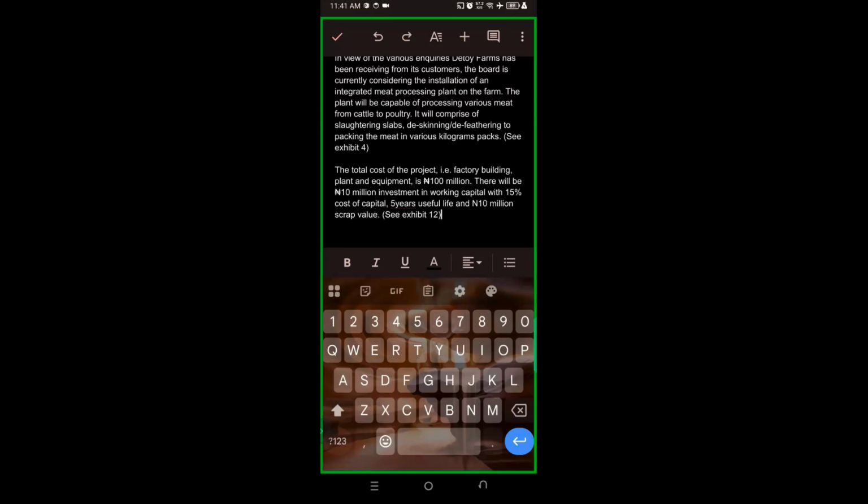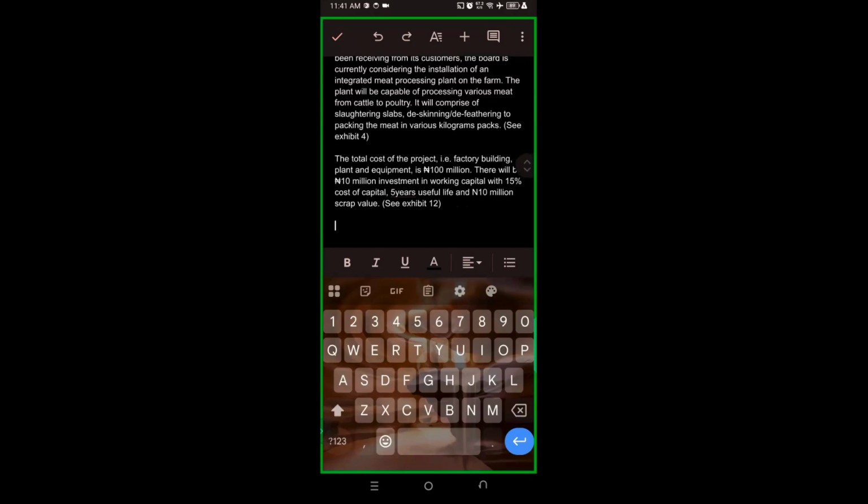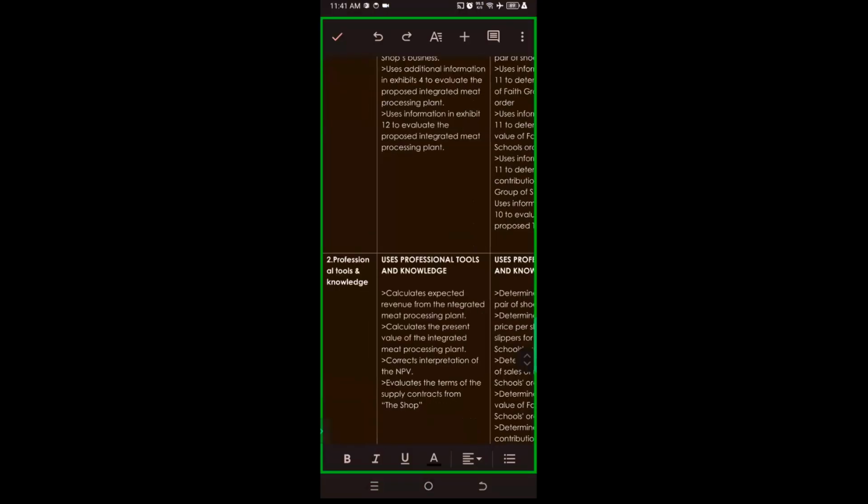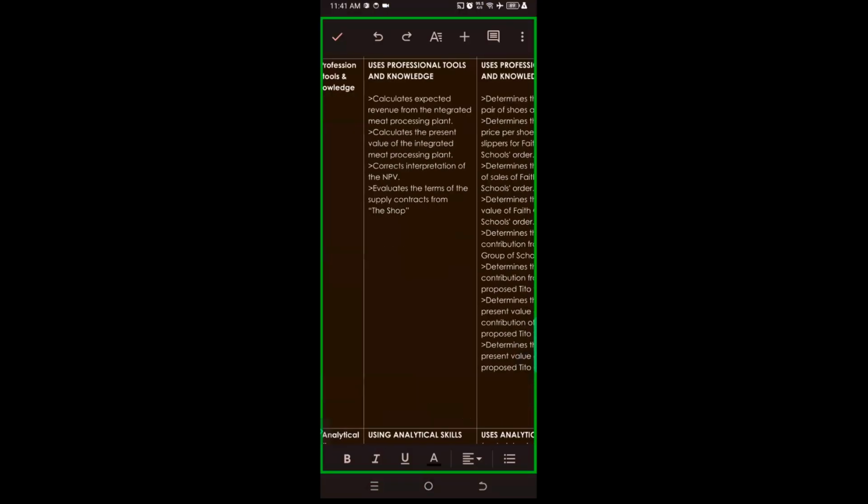So the next one is the professional tools and knowledge. Let's see what they expect from us. They expect us to calculate expected revenue from the integrated meat processing plant, calculate the net present value of the integrated meat processing plant, and give a correct interpretation of the net present value, and evaluate the terms of supply contract from Bishop.